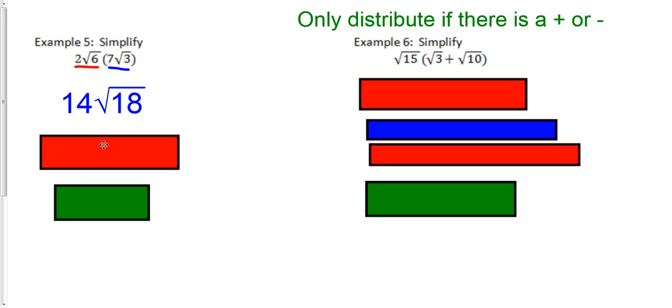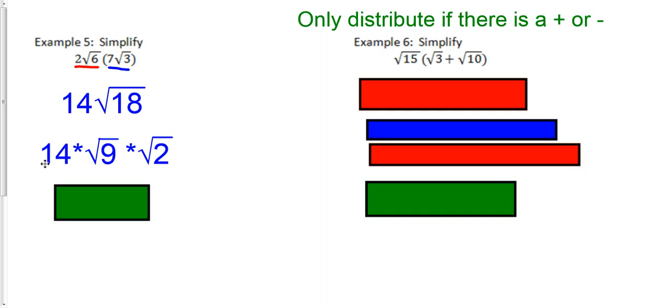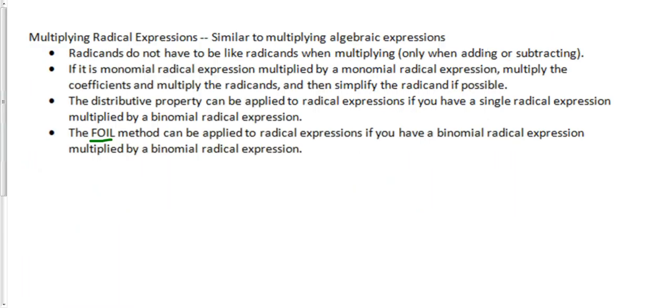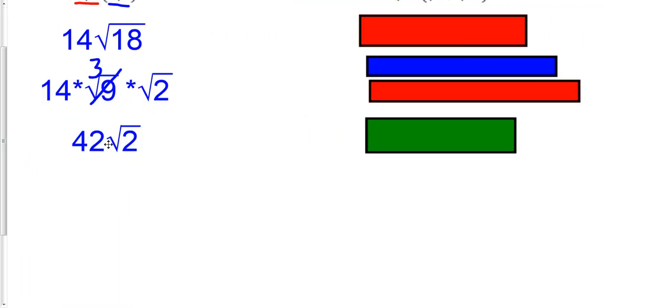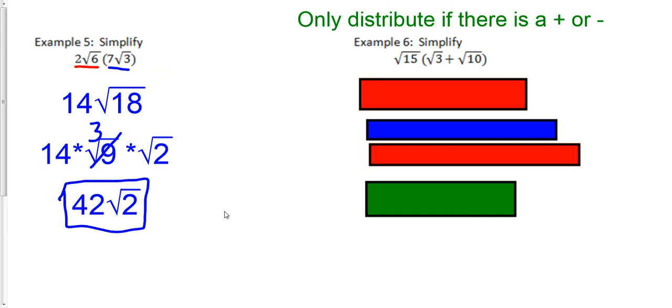From here, we see if we can break it down any. So the square root of 18 becomes the square root of 9 and the square root of 2. And we recognize that the square root of 9 is just 3. So it's 14 times 3 times the square root of 2. The square root of 2 does not simplify. So we just put it all together. 14 times 3 is 42, still times the square root of 2. So 42 square roots of 2. That would be your final answer.